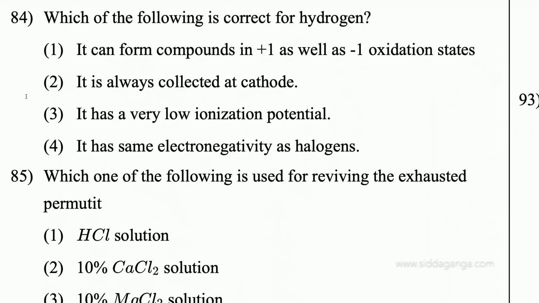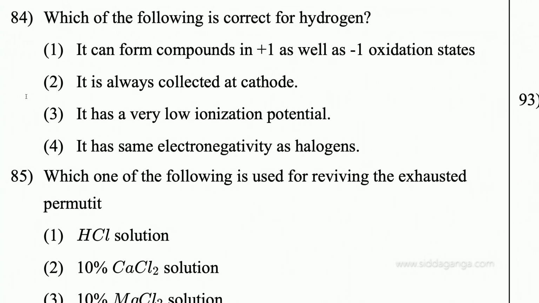Okay. Which of the following is correct for hydrogen? It can form compounds in +1 as well as -1 state. It is always collected at cathode. It has very low ionization potential. It has same electronegativity as halogens. So options 2, 3 and 4 are wrong. The first one is correct.